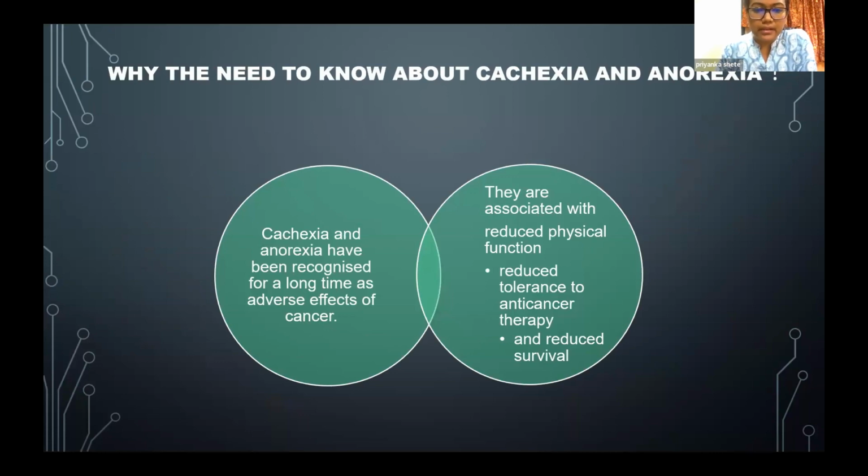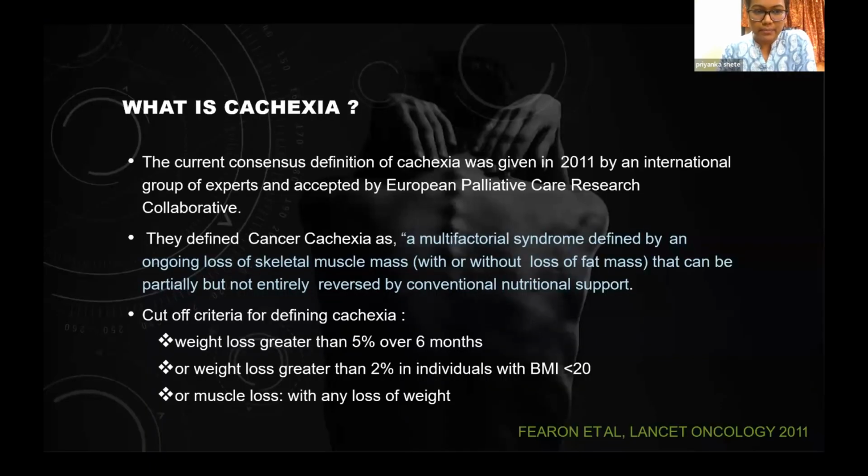Cachexia and anorexia have been recognized for a long time as adverse effects of cancer. They are associated with reduced physical function, reduced tolerance to anti-cancer therapy, and reduced survival. Then what is cachexia? The current consensus definition of cachexia was given in 2011 by an international group of experts and accepted by the European Palliative Care Research Collaborative.